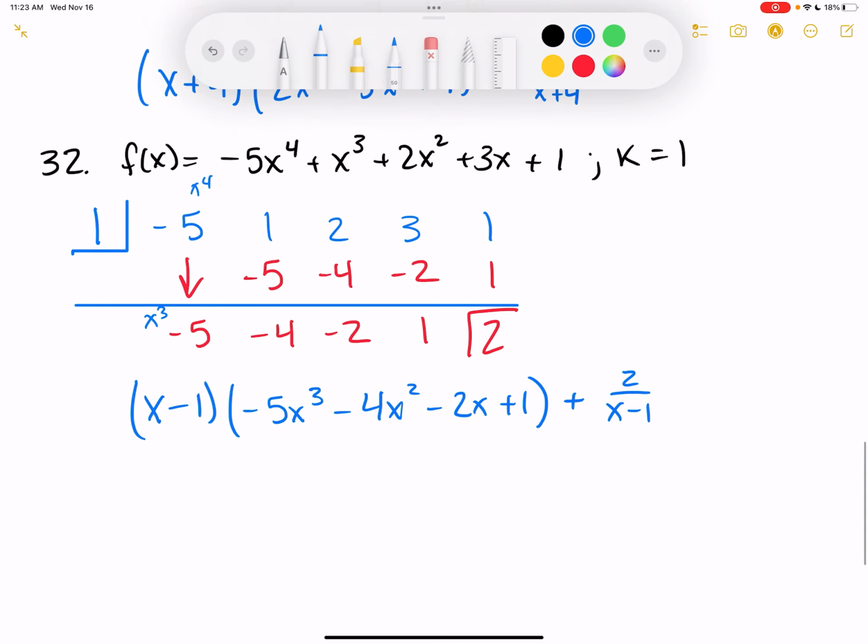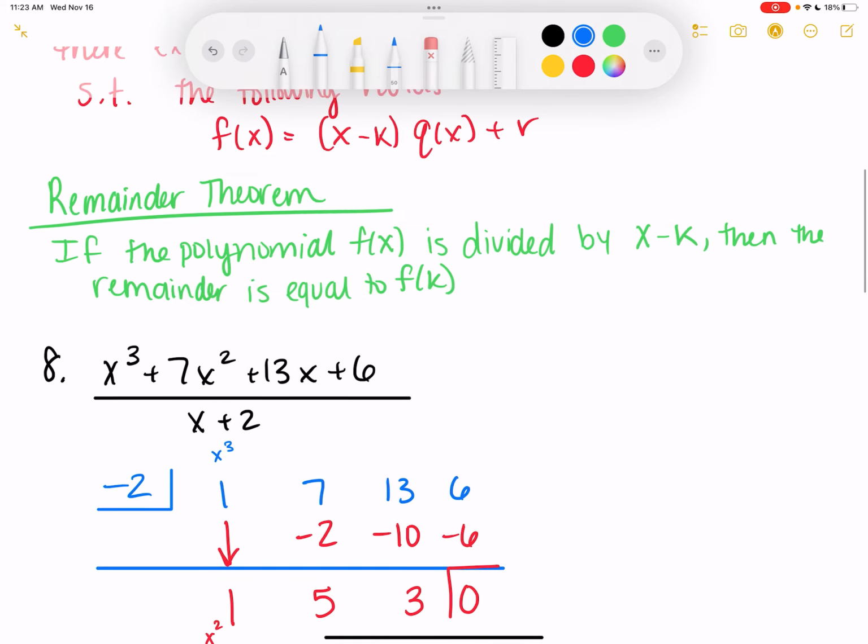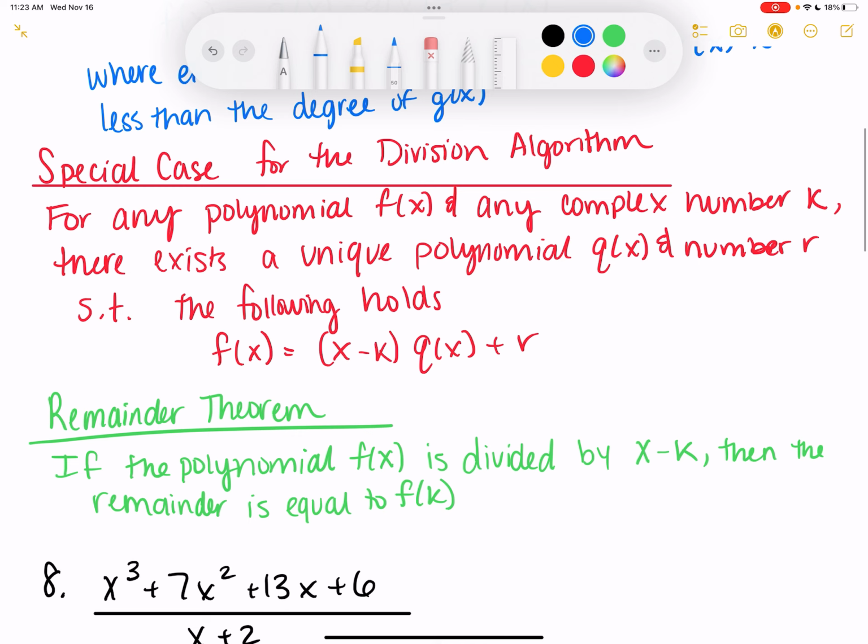Any questions about those so far? All right, so next we're doing the remainder theorem. Just as a refresher, the remainder theorem says that if f of x is divided by x minus k, then the remainder is equal to f of k. So we're going to plug in k for x in f of x, and whatever that number is, that's the remainder.